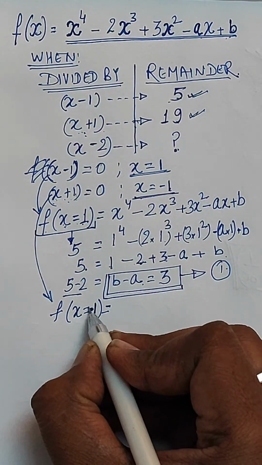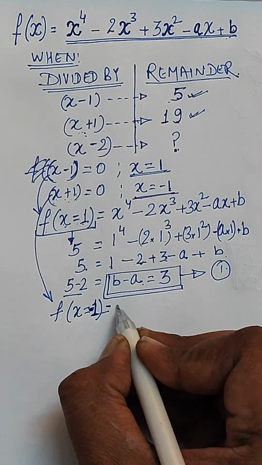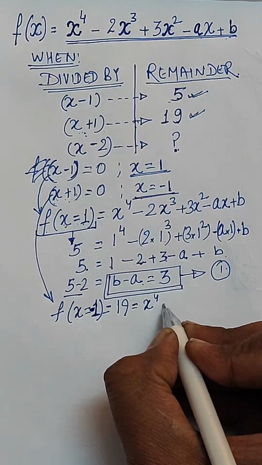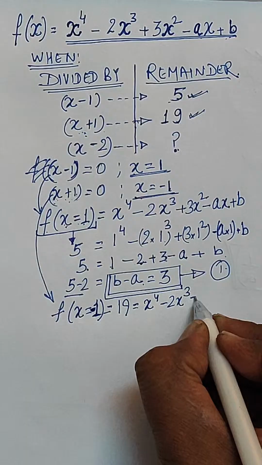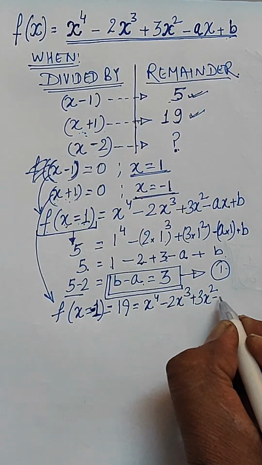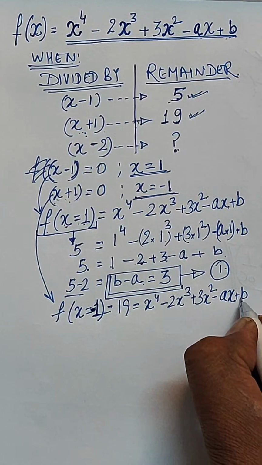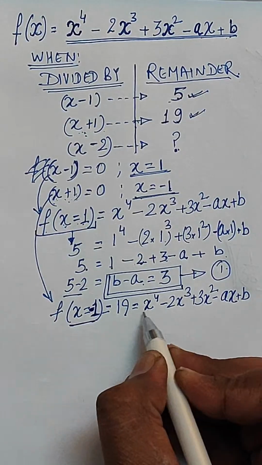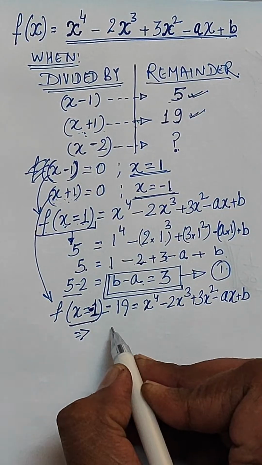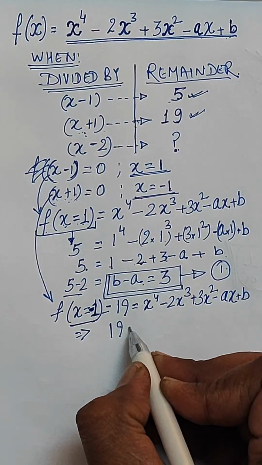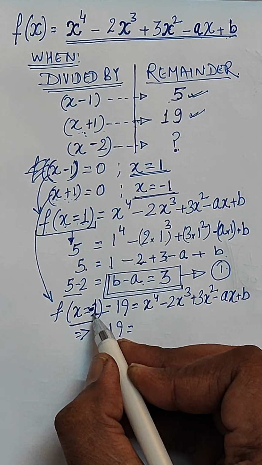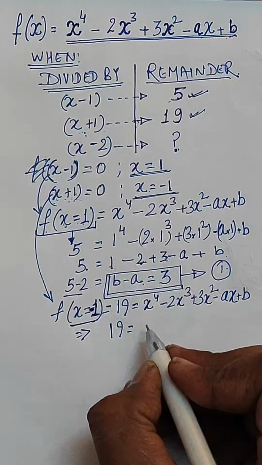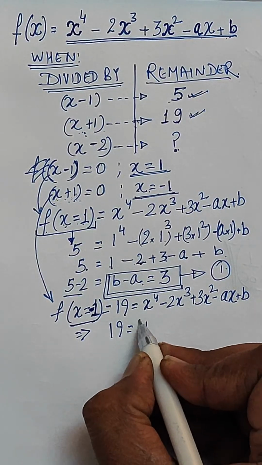So f of x equal to minus 1 will give you the remainder 19. That means the polynomial x power 4 minus 2x cube plus 3x square minus ax plus b. This was the polynomial with you, right? Now just put x equal to minus 1 over here. So this will give you 19, which was the remainder when x equal to minus 1, or x plus 1 equal to 0, right? Both are same, right? Just put the value minus 1 in place of x.